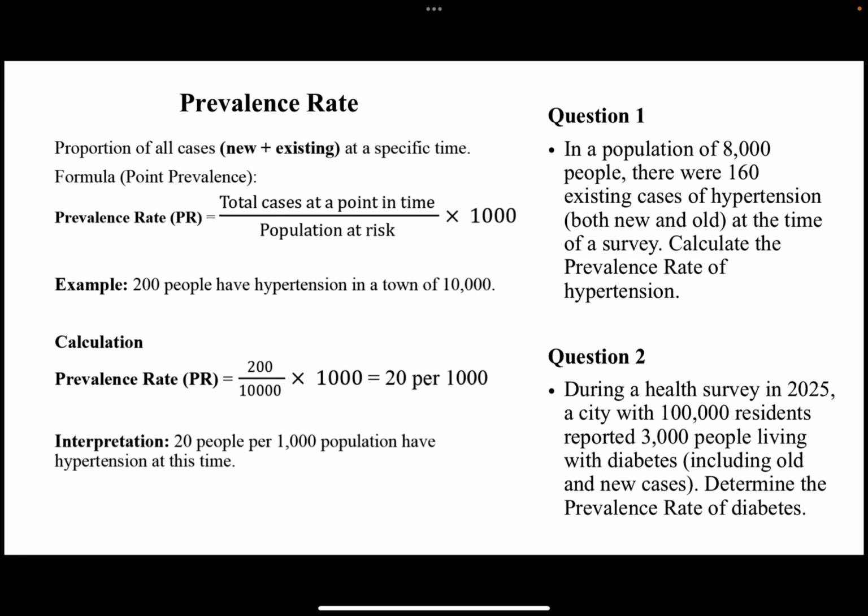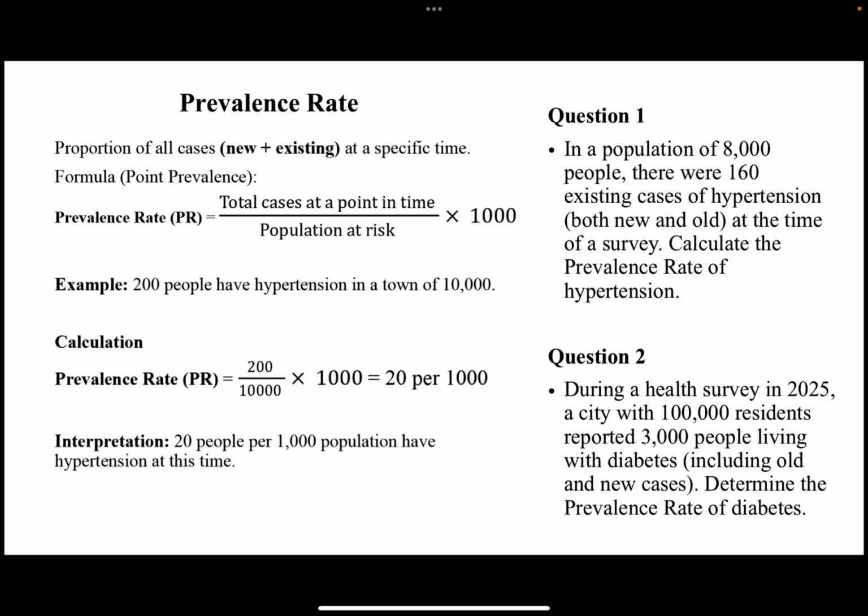Now, question 2. During a health survey in 2025, a city with 100,000 residents reported 3,000 people living with diabetes, including the old and new cases. And that is prevalence. Determine the prevalence rate of diabetes. What's the population of the city? 100,000 people. How many residents reported living with diabetes? 3,000. That is old and new, and that's the prevalence.